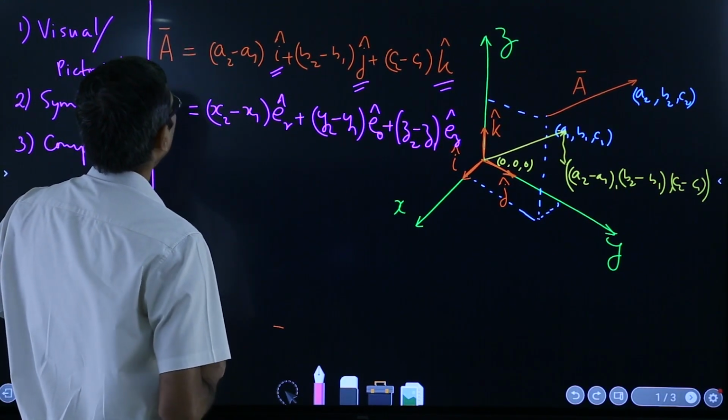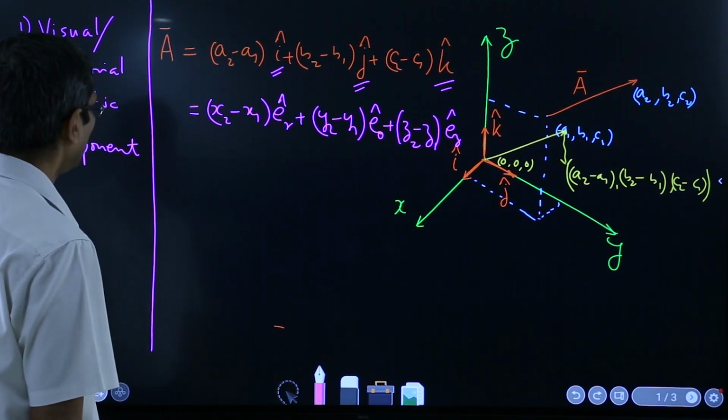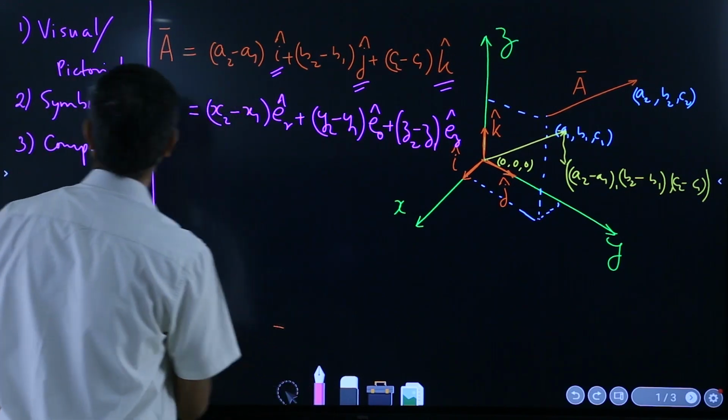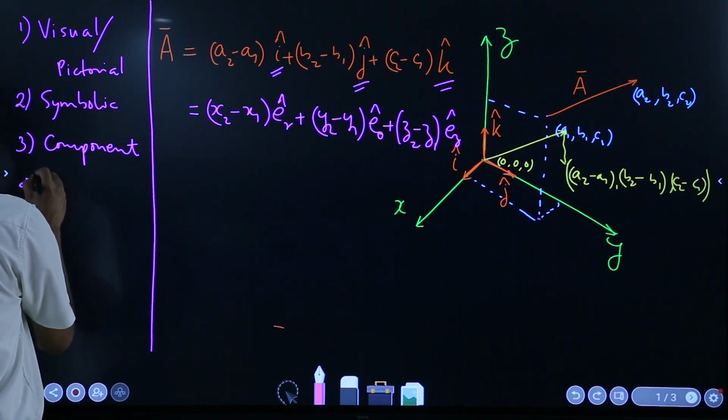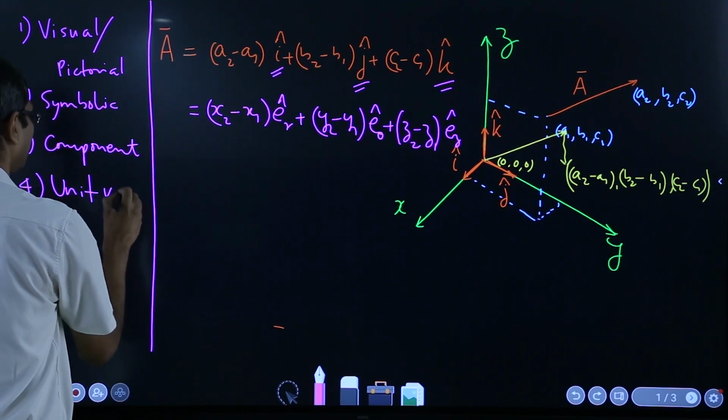Yeah. Now this is one way to represent, and another way, the fourth point, is unit vector representation.